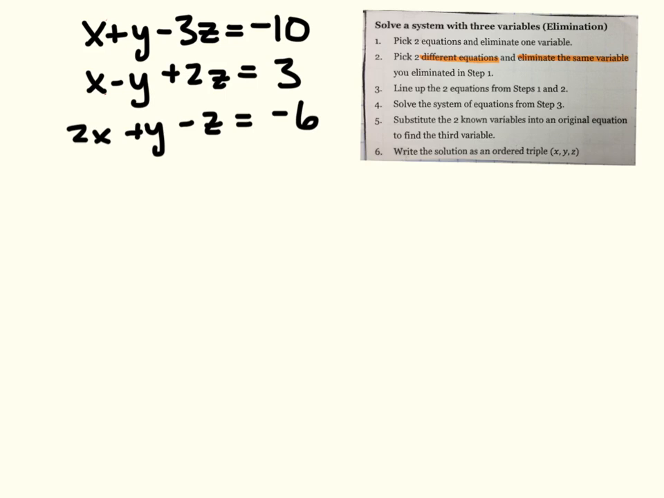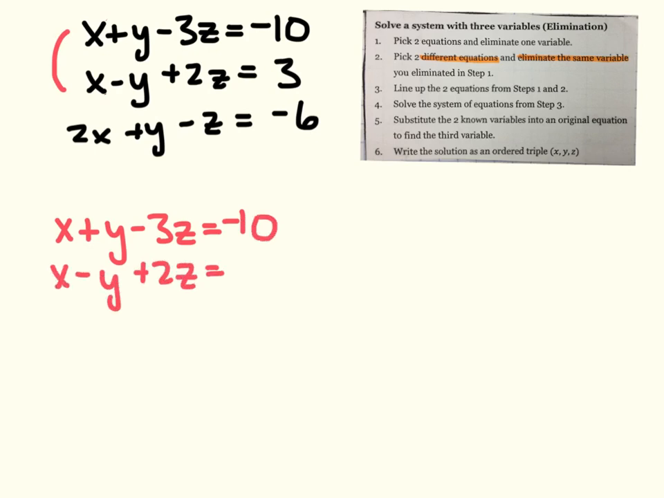Alright, so let's get started here with this system of three equations that has three variables that we're going to solve for. The very first step is to pick two equations and eliminate one variable. It doesn't matter which equations I choose. I'm going to go ahead and choose these two, and as you can see, whenever you write them out, the y's are going to eliminate each other. So x minus y plus 2z equals 3.